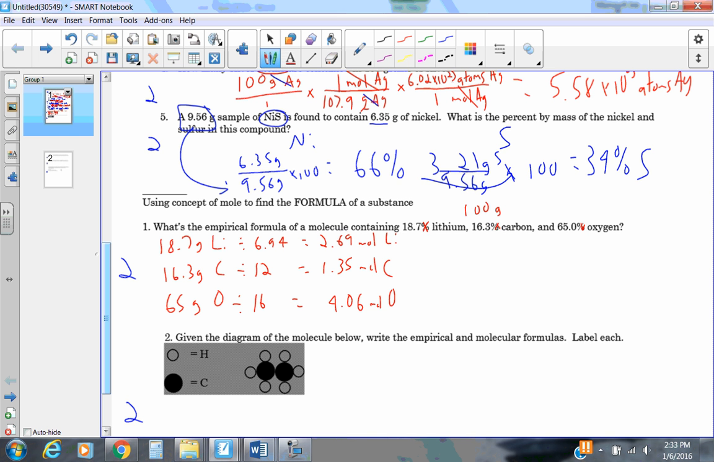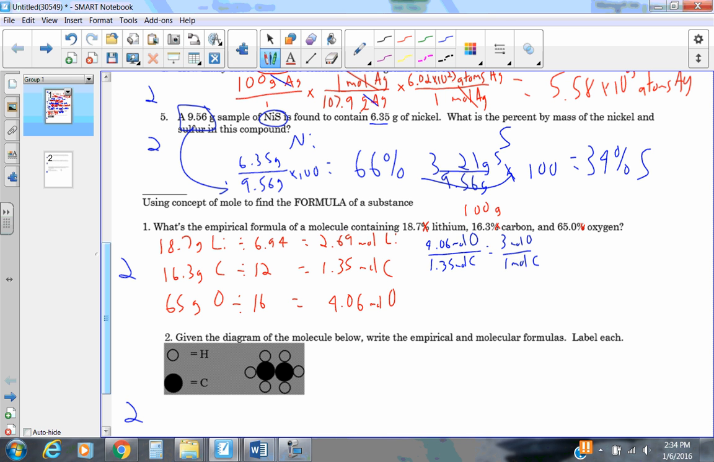Suggestion: we need to know the ratio of moles of one to the other. Put the bigger one on top. We need these to be in whole numbers, so the bigger number on the top gives us the best chance. For instance, 4.06 moles of O divided by the smallest one, 1.35 moles of C, is going to be a relationship of 3 moles O to 1 mole C. So it's a 3-to-1 relationship.